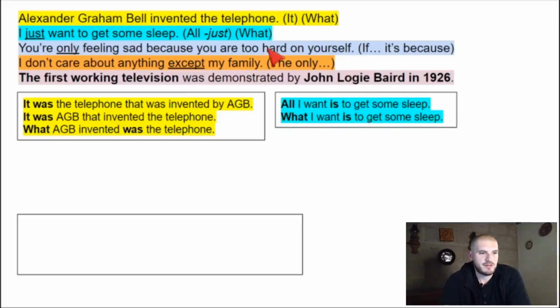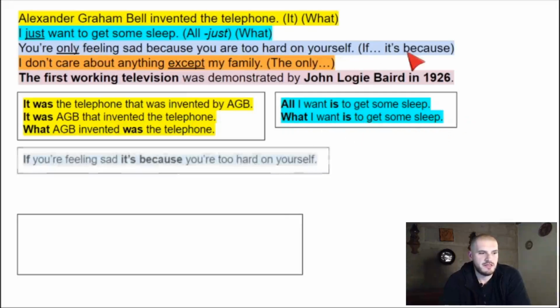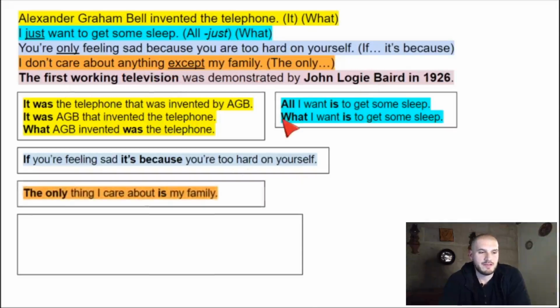You're only feeling sad because you are too hard on yourself. If you're feeling sad, it's because you are too hard on yourself. I don't care about anything except my family. The only thing I care about is my family. And then the first working television was demonstrated by JLB in 1926. So there are lots of different structures here you could use.